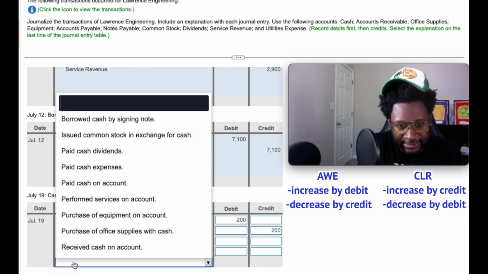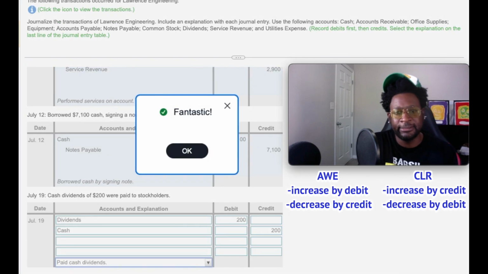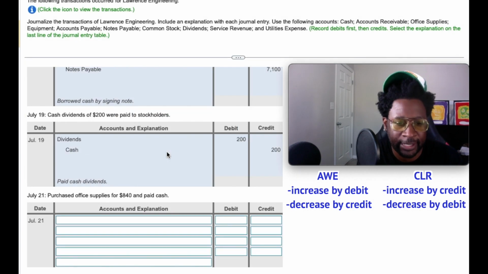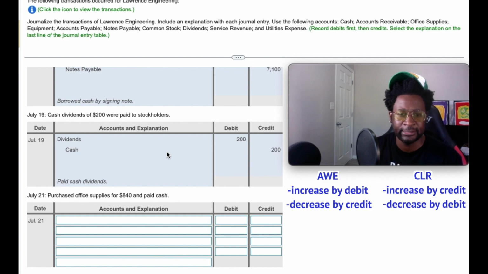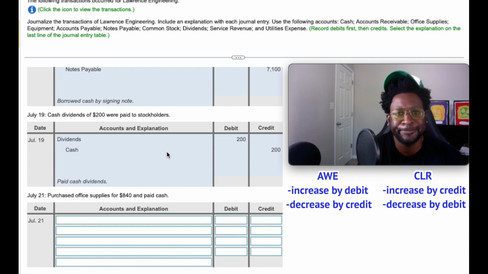We need an explanation, and obviously we paid cash dividends. Check the answer, boom. This time we purchased office supplies for $800 and paid cash. Keywords: paid cash for office supplies, right? So we bought office supplies with cash.